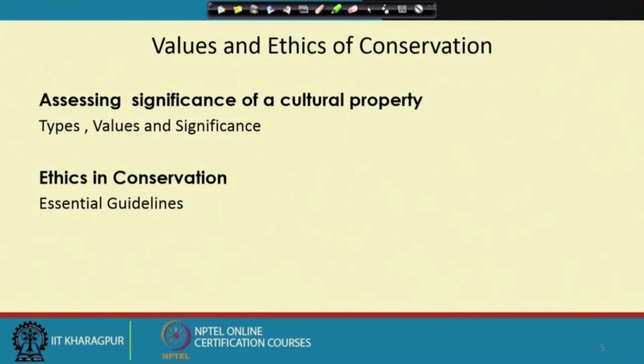So, this significance or value, and the ethics or guidelines which govern one to take this decision or to decide a particular approach, is very important. So, we will talk about these ethics in conservation and what guides one to adopt a particular approach.